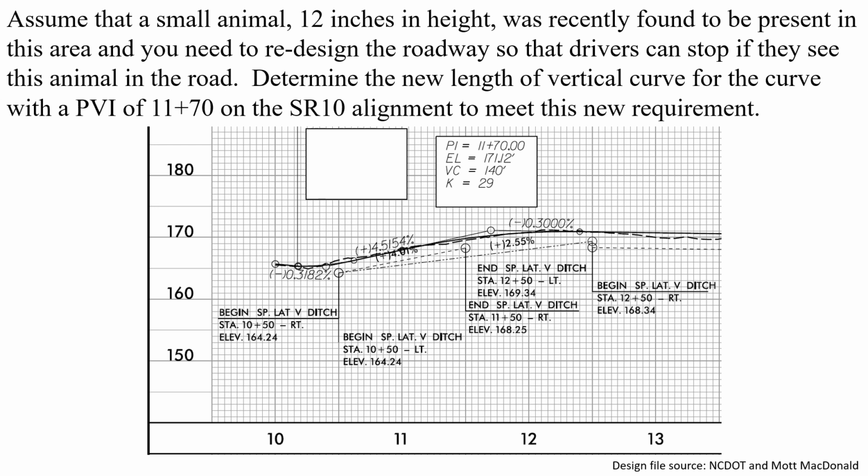In our problem statement, we're told that we found a small animal 12 inches in height that's present in the area where we have our project. And so we need to redesign our roadway so drivers can stop if they see this animal in the roadway. So in this example, we're being asked to find the new length of the vertical curve for this current curve with a PVI of 11+70 to meet this new requirement.